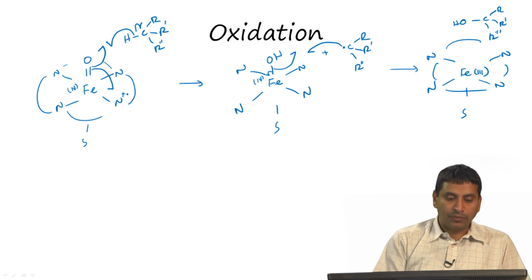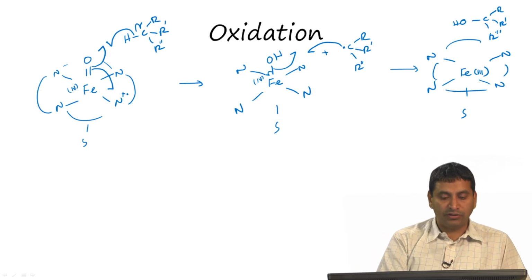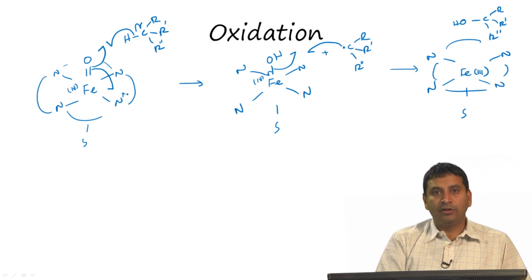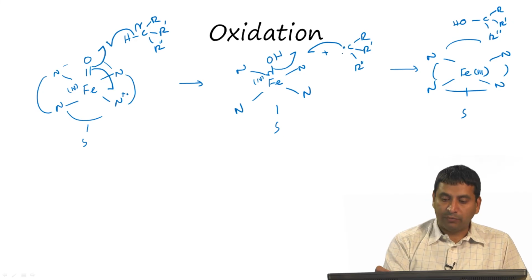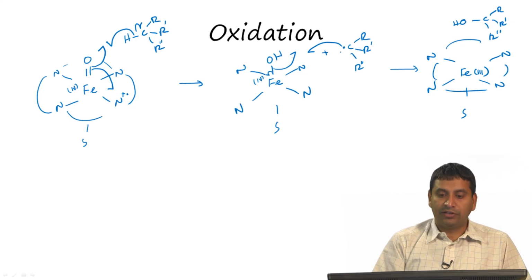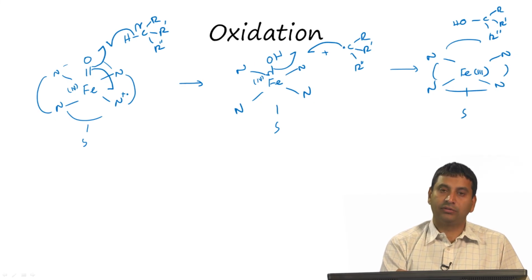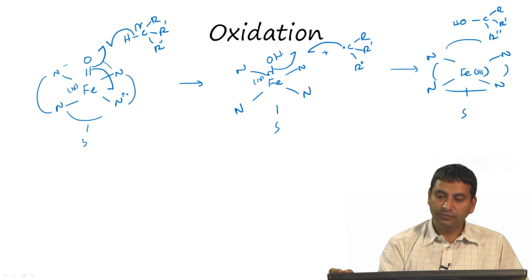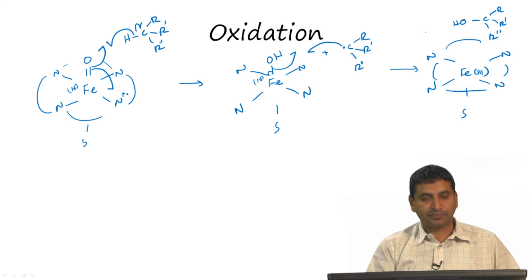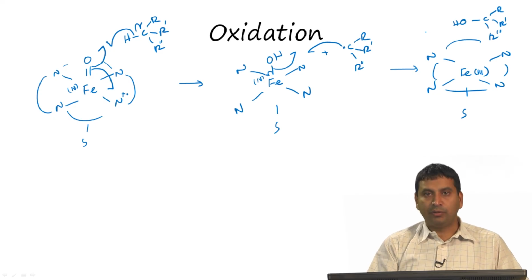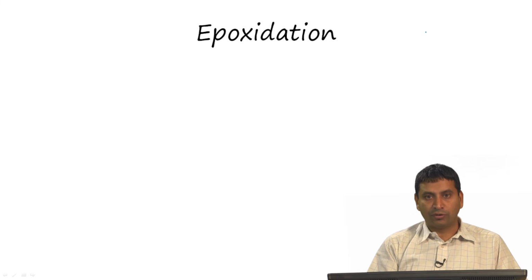So, in the first step you have the formation of an iron oxo species which has a cation radical on it, which then is able to involve itself in radical reactions with an alkane, for example. We end up with a carbon based radical, which then reacts further with an OH dot that is transiently produced to give you the alcohol and gives you an Fe3 complex. Okay. Using the same principle, the epoxidation reaction also occurs.